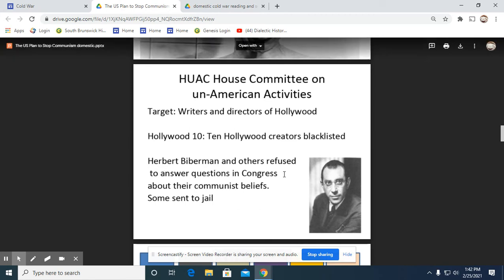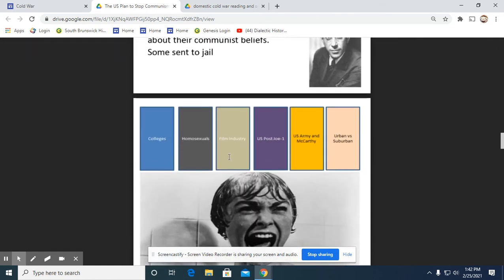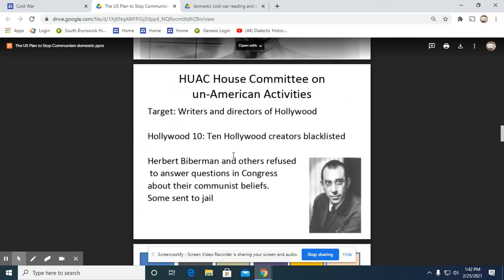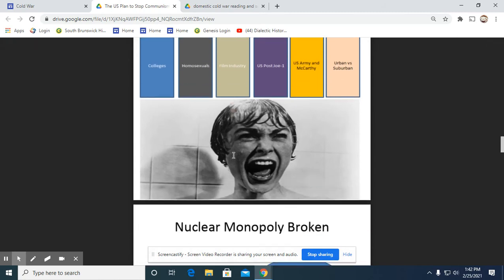Herbert Biberman, as well as others, refused to answer questions in Congress. So you need to think about whether or not Congress is overreaching. Does Congress have the authority? So under film industry, you want to put the Hollywood 10. You want to put the HUAC. And that's it for that one.